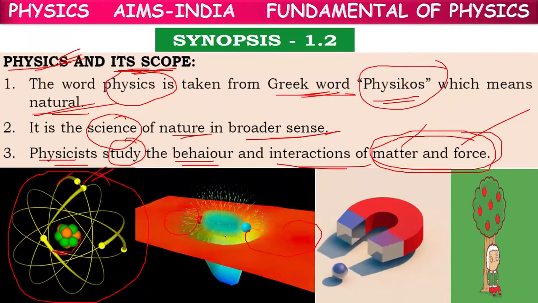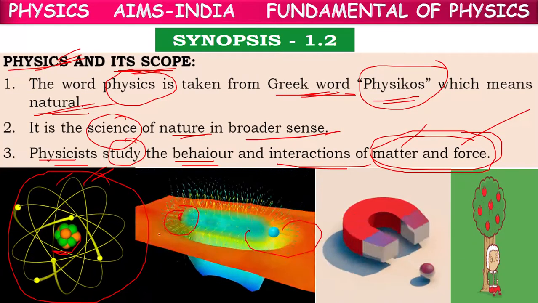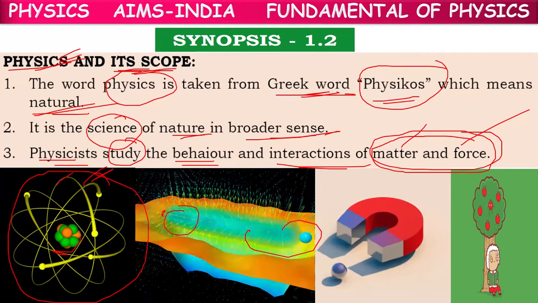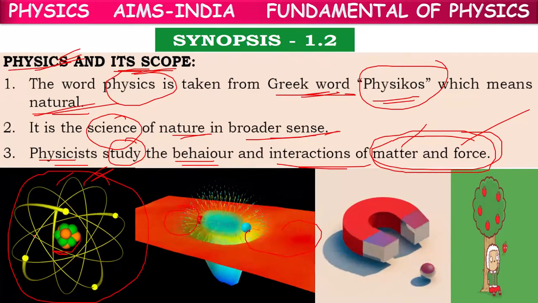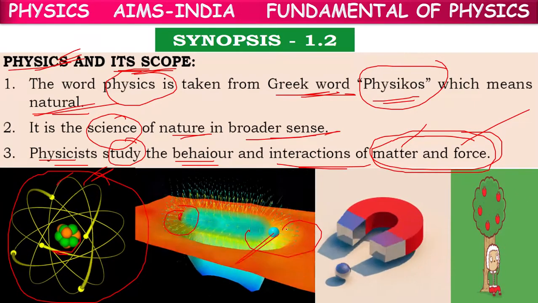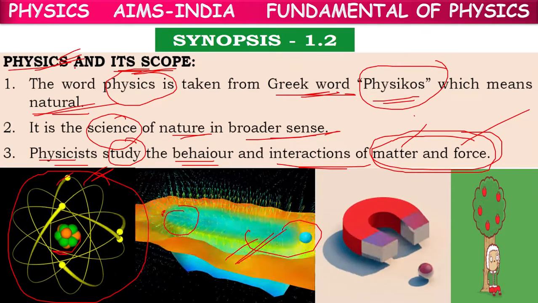Here, two particles are moving away from one another. Two objects or two atoms, they are moving away from one another. So what is the force behind them? Studying that is called physics.